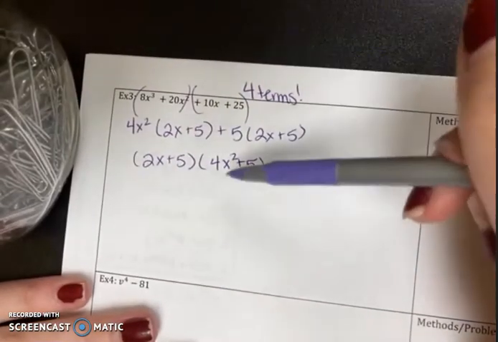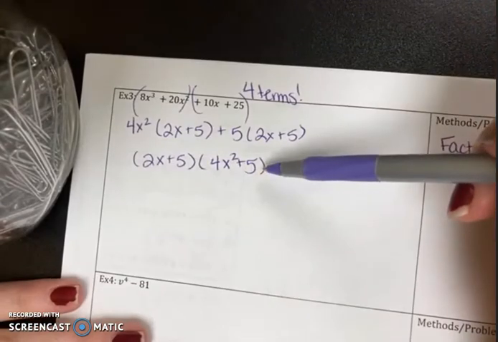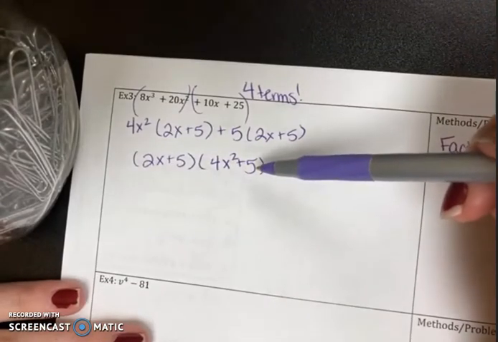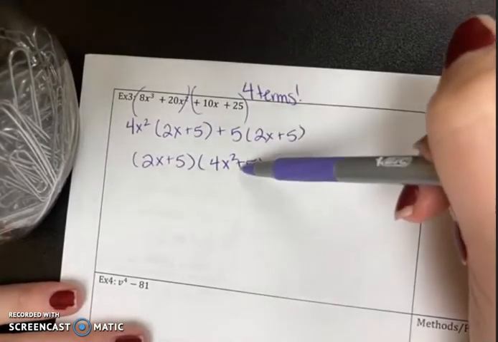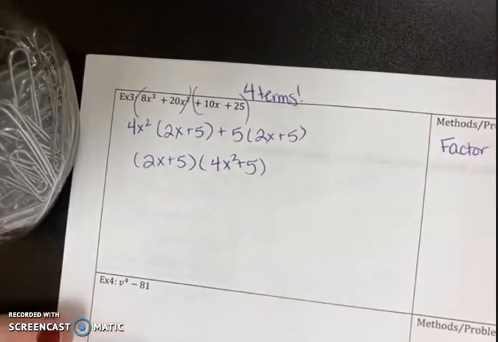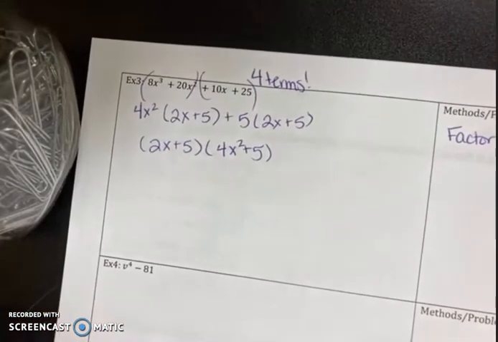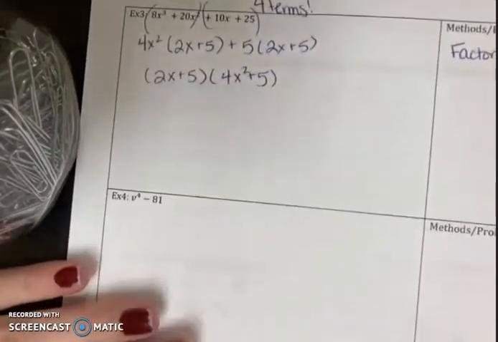We need to check and see if we can factor this any further. If this were, let's say, a difference of 2 squares, then maybe we could. However, this is a sum, and these are not 2 squares. They don't have GCFs, so we are done at this point.